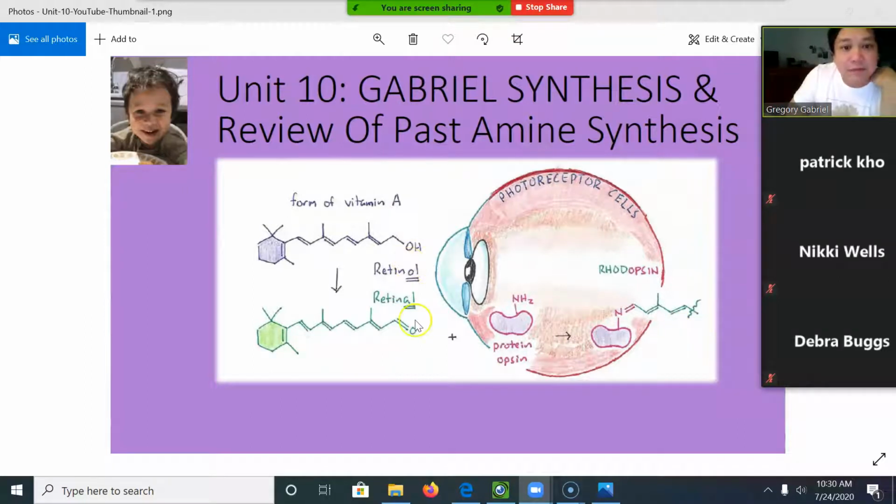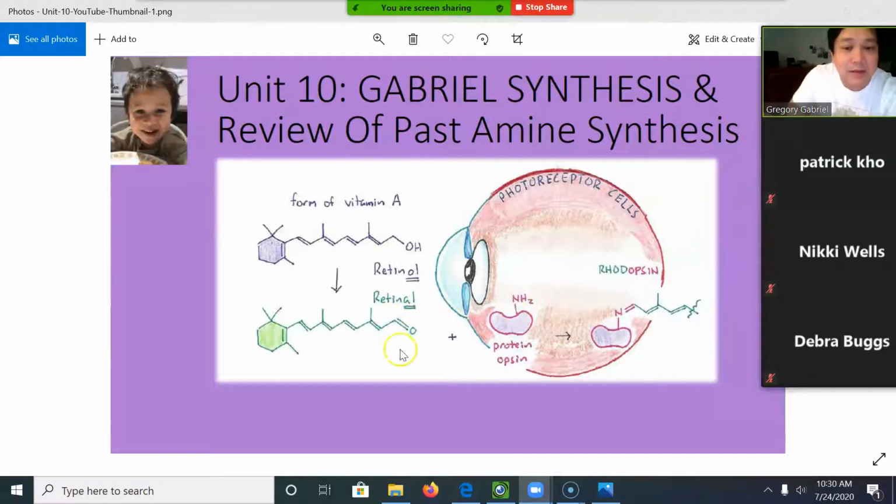Okay, so here you have retinal, which is a form of vitamin A that got oxidized. So you eat carrots. Carrots is beta carotene. What your body does, it cuts beta carotene in half, and so this literally looks like one half of beta carotene, which is actually vitamin A. You oxidize it to the aldehyde, and this is what we're doing, right?